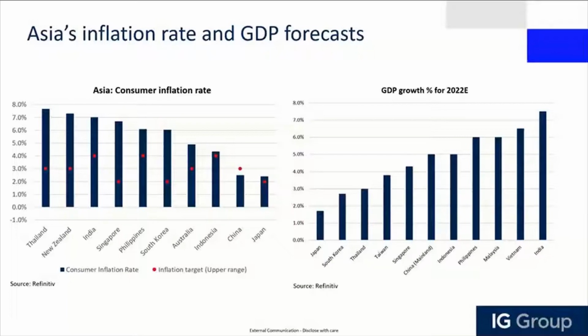So if we look at the consumer inflation rate at the left-hand side, we can see that generally in line with the global picture, most economies have their inflation rate towering above their target rate. You can see the red dot is the inflation target rate from each of the central banks, whereas the blue bar is the current consumer inflation rate. So generally, most economies have been towering above, which just means that if your consumer prices are above your inflation target, you will have to aggressively tighten.